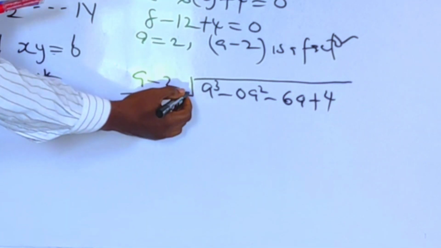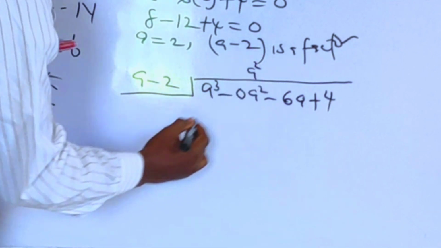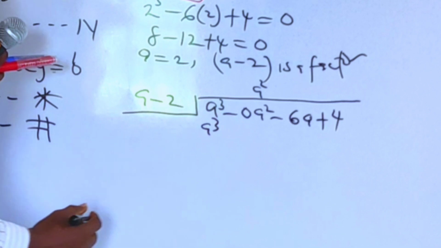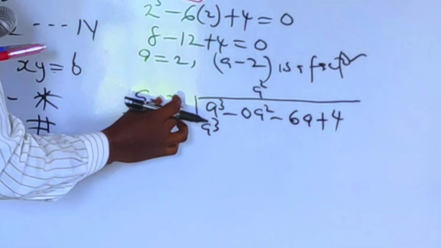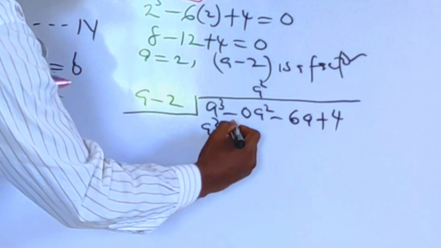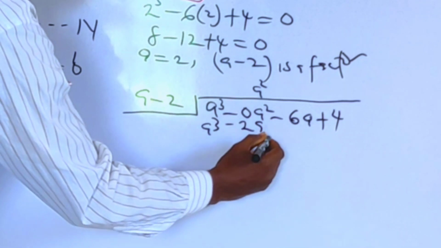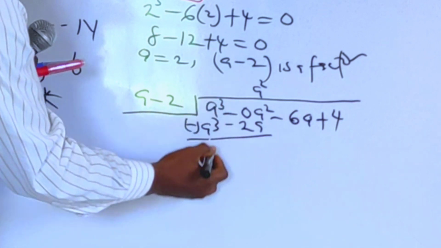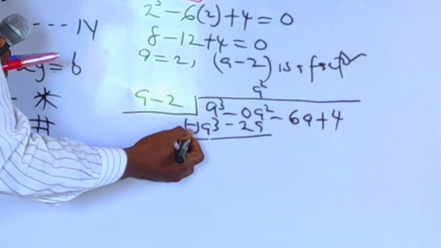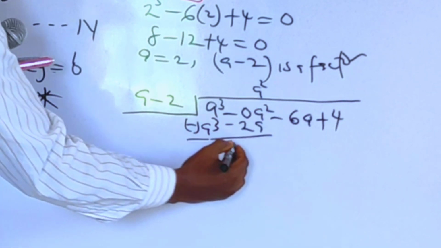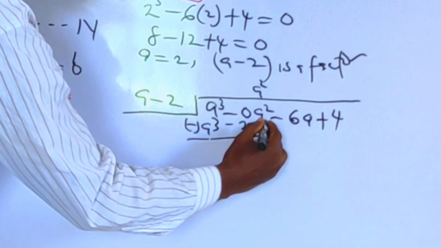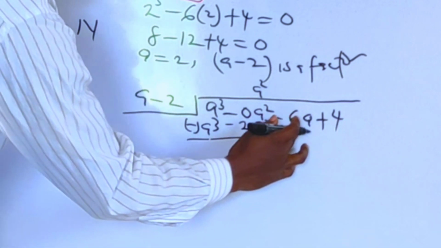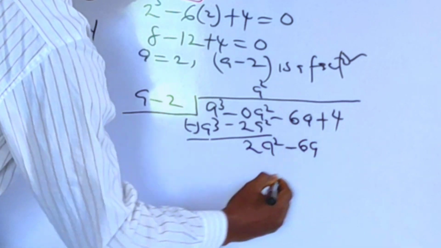So a in a raised to power 3 is a squared. I'm putting that here. So multiplying this by that, we have a raised to power 3. I hope you know how to do this already. Negative 2 multiplied by a squared gives negative 2a squared. Next, we go on and subtract this. So this is gone, and negative 0a squared minus negative 2a squared becomes positive. So we have 2a squared. Let me bring this down, minus 6a.